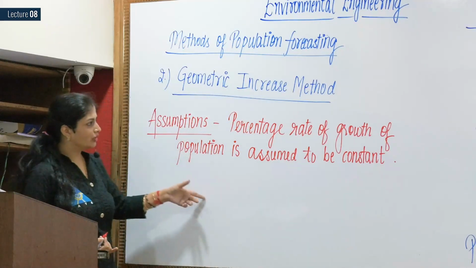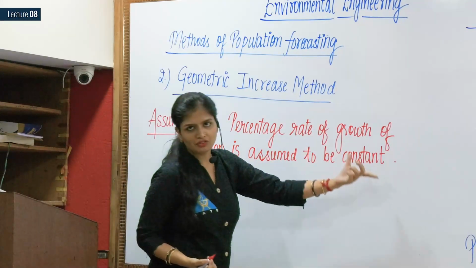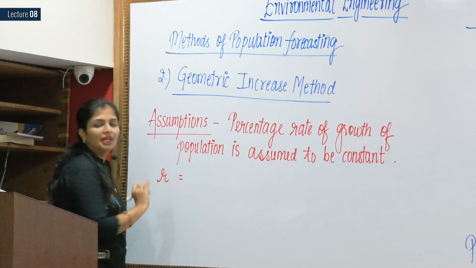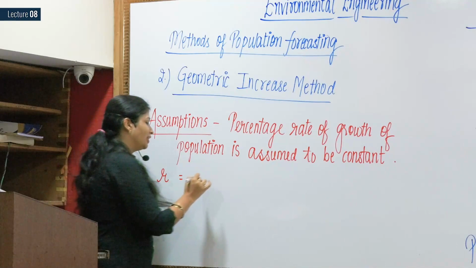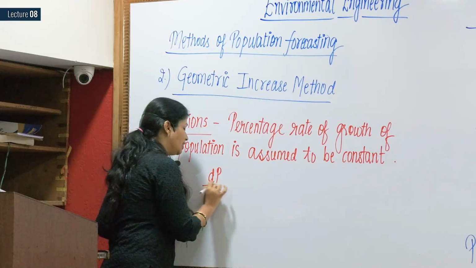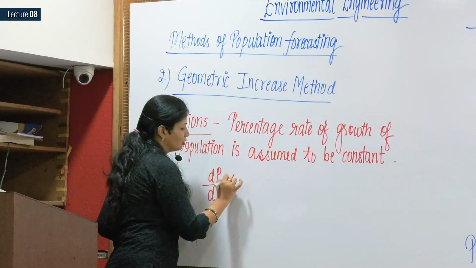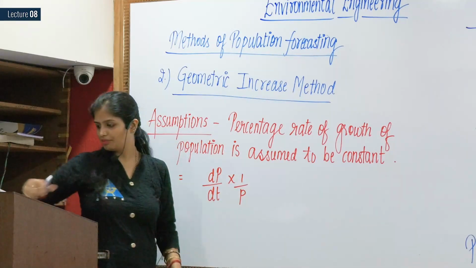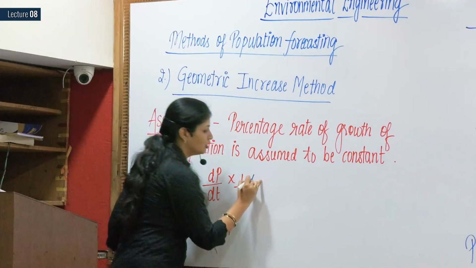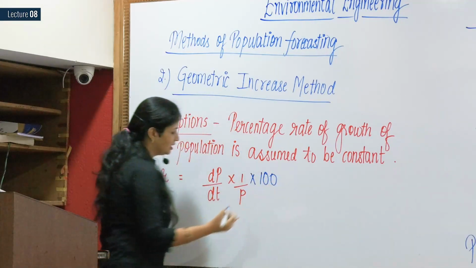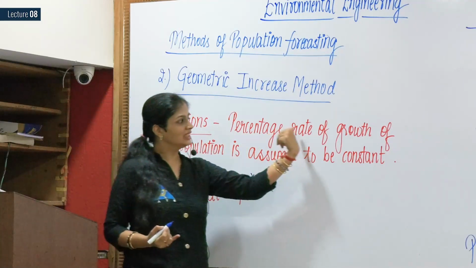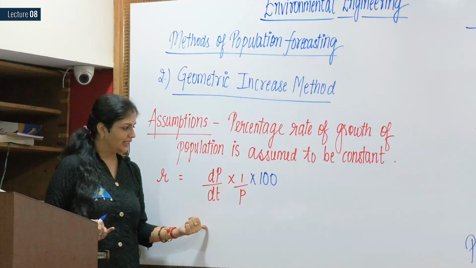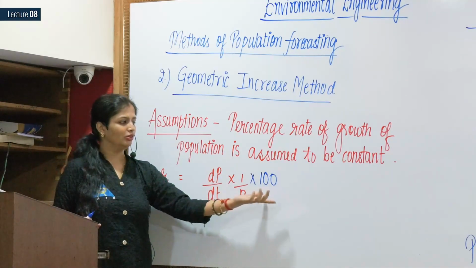Now how can I denote this? This percentage rate of growth is denoted by R. What is this rate of growth? dP by dt. So the percentage rate of growth means dP by dt into 1 by P, which is constant, and since it is a percentage, you multiply it by 100. We have already studied that rate of growth is dP by dt, and the percentage rate of growth is dP by dt into 1 by P into 100.